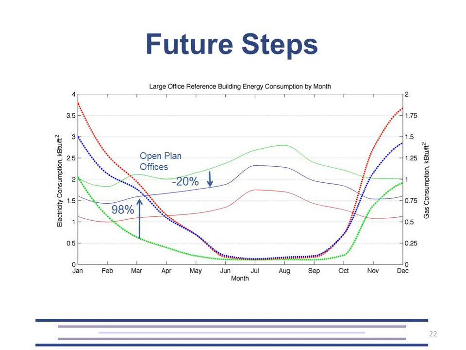So, in open plan offices, there was a reduction in electricity by 20%, and an increase in gas consumption by 98%. And these percentages are the coefficient of variance of the root mean square. And for private offices, there was a reduction in electricity of 43% and an increase in gas consumption of 148%.